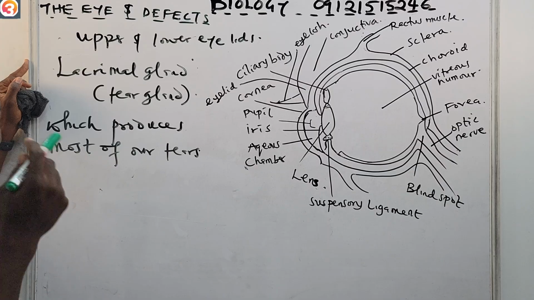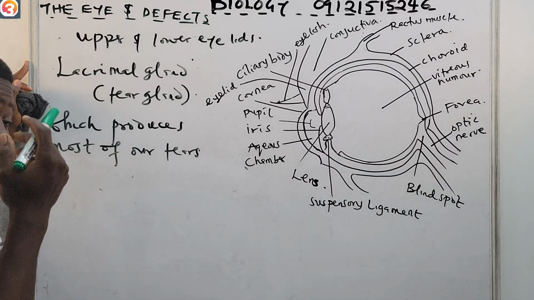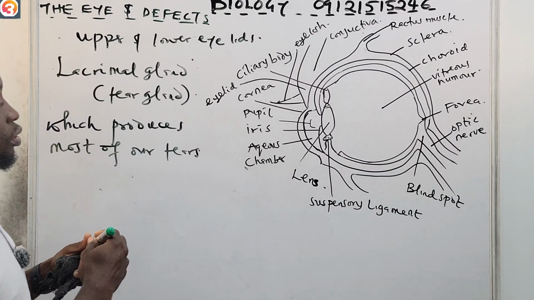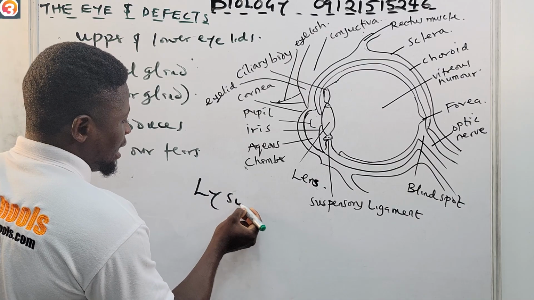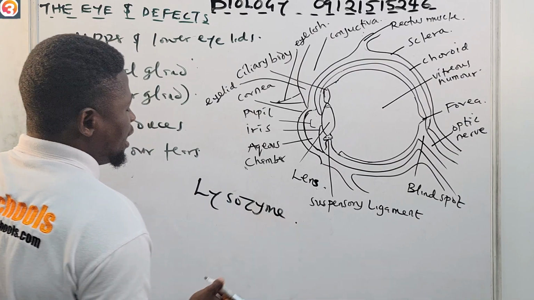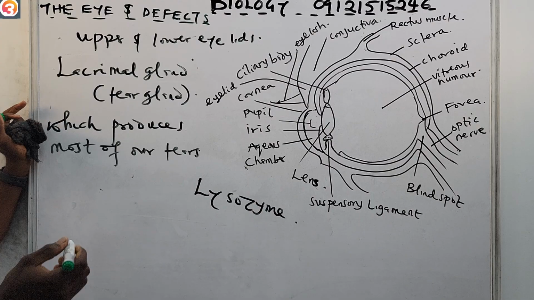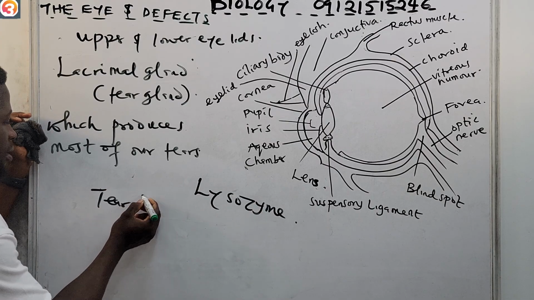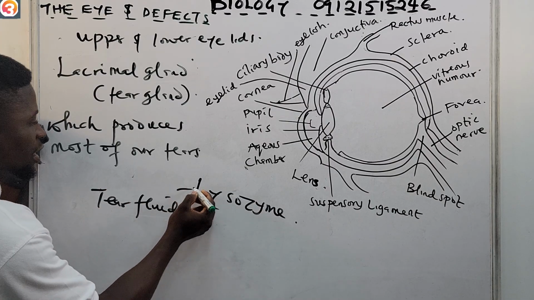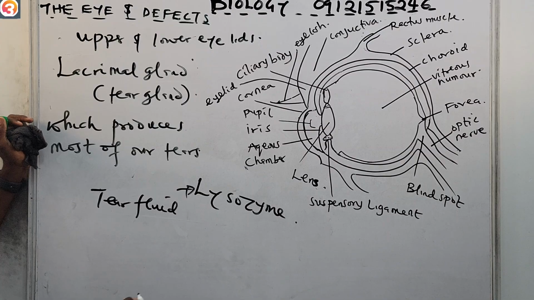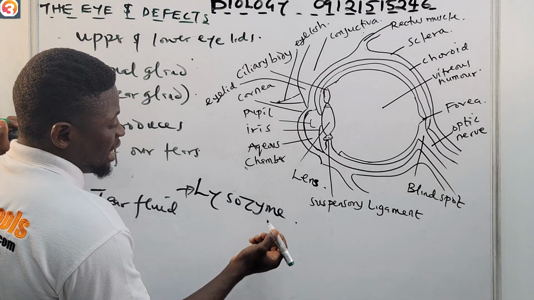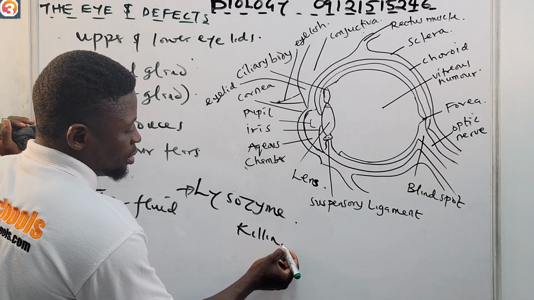This tear fluid contains something that we call lysozyme, which helps to kill what? Germs. Tear fluid contains what we call lysozyme, which helps in killing germs.